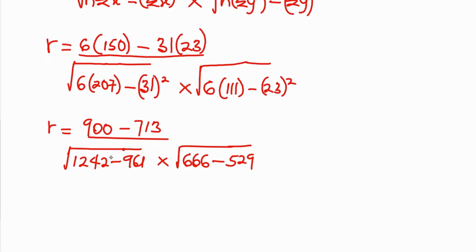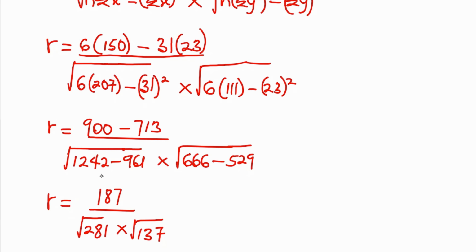We continue by further simplification, and our R is equal to, at the numerator, 900 minus 713 gives us 187, divided by the first radicand, square root of 281, multiplied by the second radicand, 137. When we finally simplify everything here, our R now becomes 0.9531, and this becomes the value of R for this question. So we've been able to calculate the product moment correlation, or the Pearson correlation coefficient.